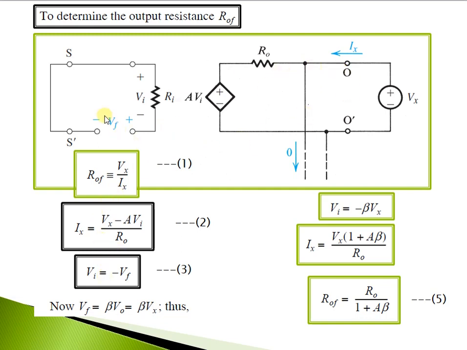Vi is equal to minus Vf, and Vf is equal to beta times V0, which is equal to beta times Vx because Vout is replaced by Vx. So Vi is equal to minus beta Vx. Ix can be written as Vx into 1 plus A beta by R0. Rof will be equal to R0 by 1 plus A beta. So the shunt connection at the output will lower the resistance with feedback by a factor equal to the amount of feedback, that is 1 plus A beta.